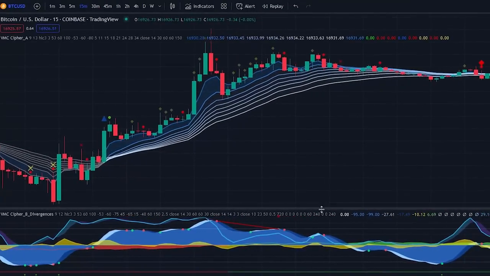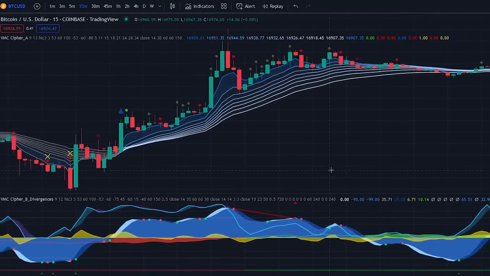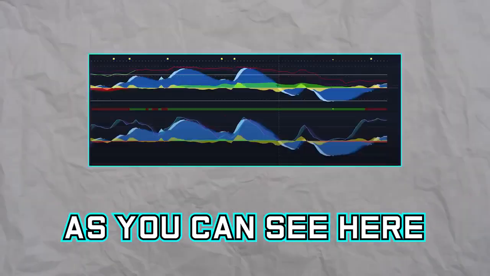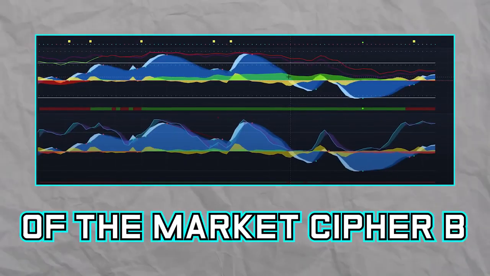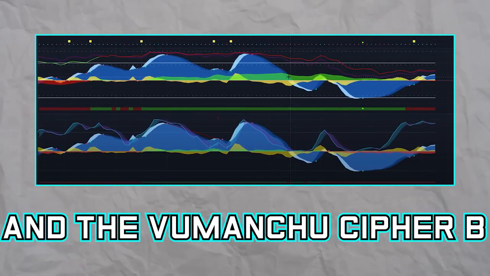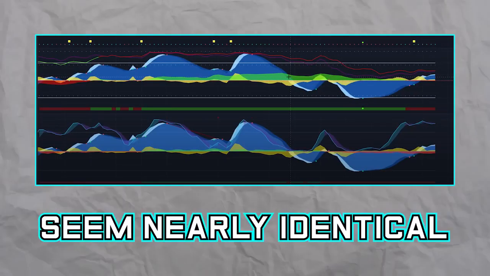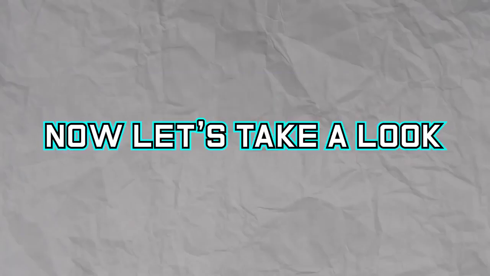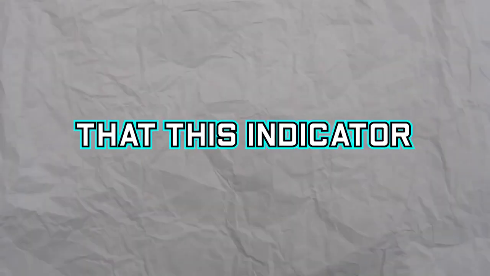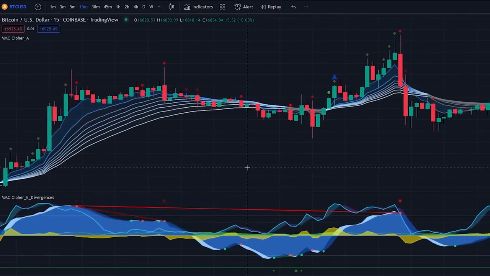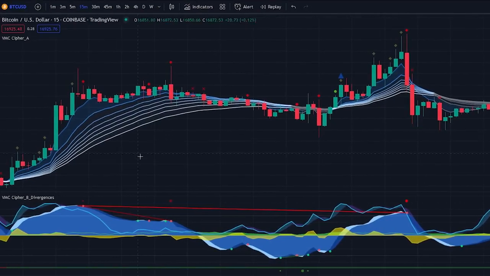Now let's take a look at how these indicators work and how we could use them. As you can see, here is a screenshot with a side-by-side of the Market Cipher B and the Fu Manchu Cipher B, and both indicators seem nearly identical. Now let's take a look at a simple strategy that this indicator can be used with. To use the indicator with the strategy, we will first need to change some settings.